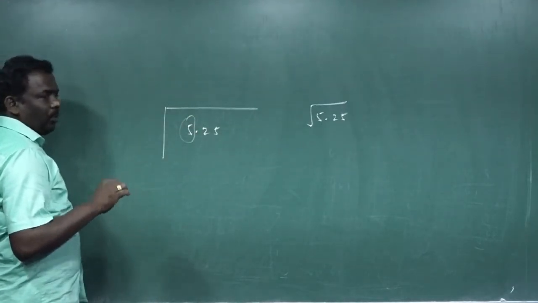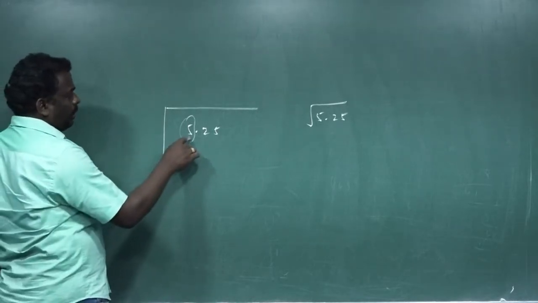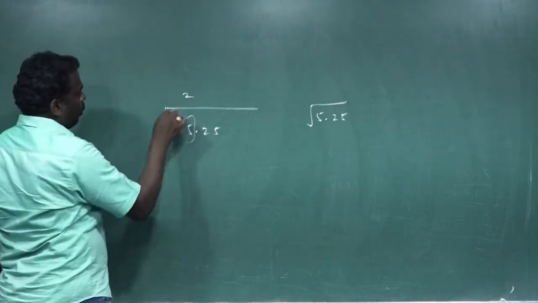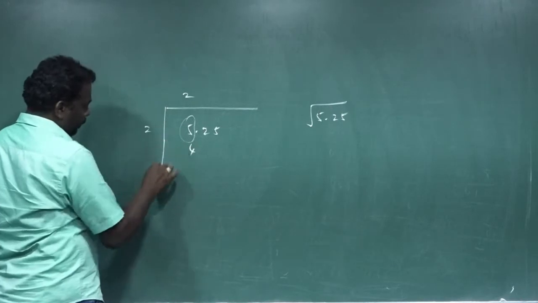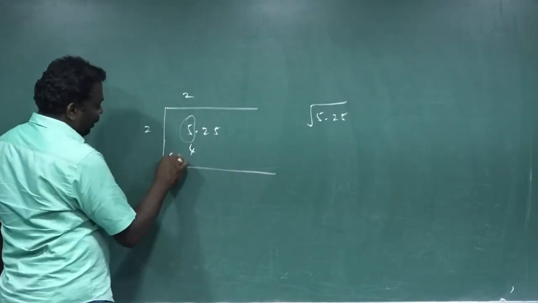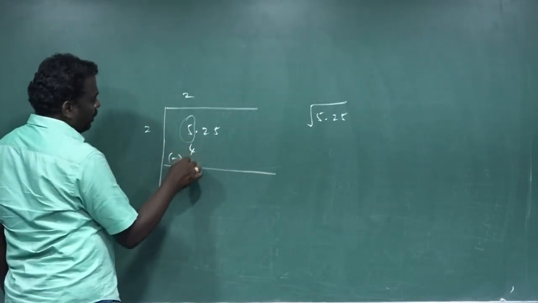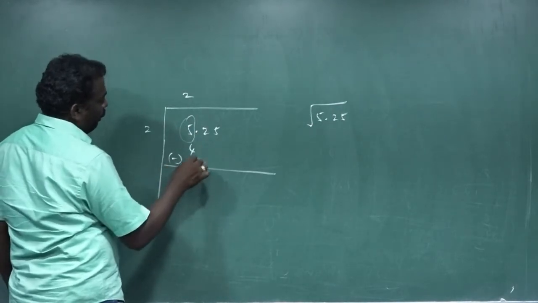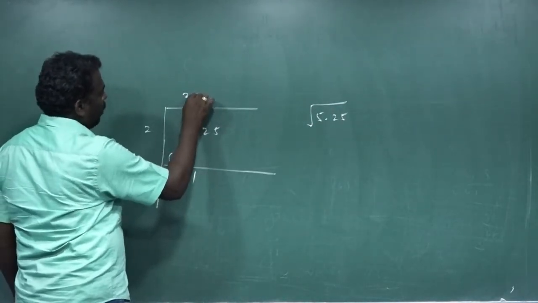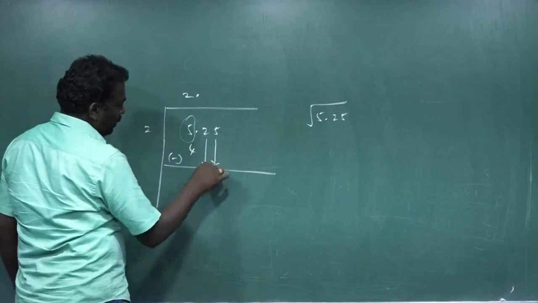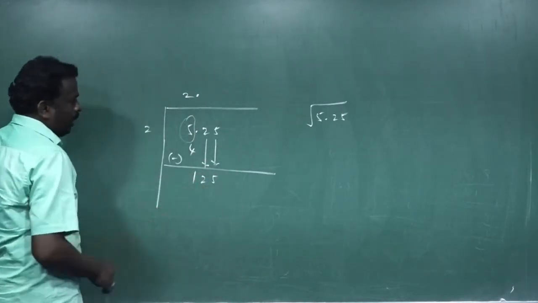2 2s are 4. 4 is called a perfect square number. Therefore 2 2s are 4. Now subtract: 5 minus 4 is 1. Then just keep the decimal in the quotient and bring down the next two numbers, 2 5. This is called 125.